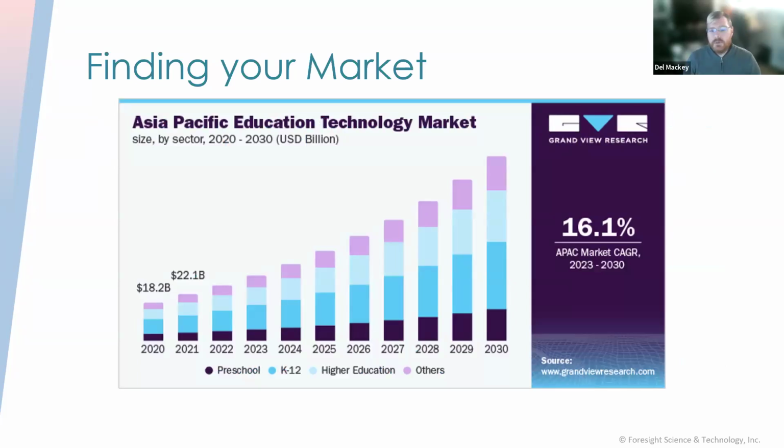But just to show you a couple of these segmentation things in action here, I need to start to move quickly through some of this information. When you look at your market and get a market report, you have things like the Asia Pacific education technology market and preschool, K to 12, higher education, and others.